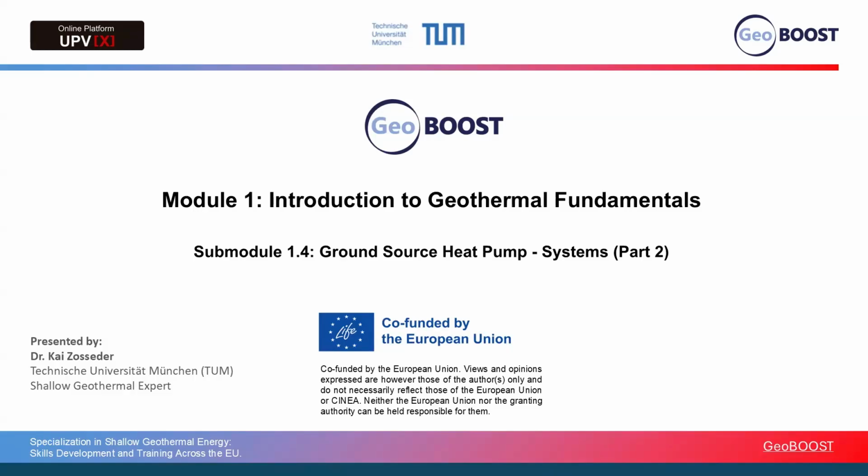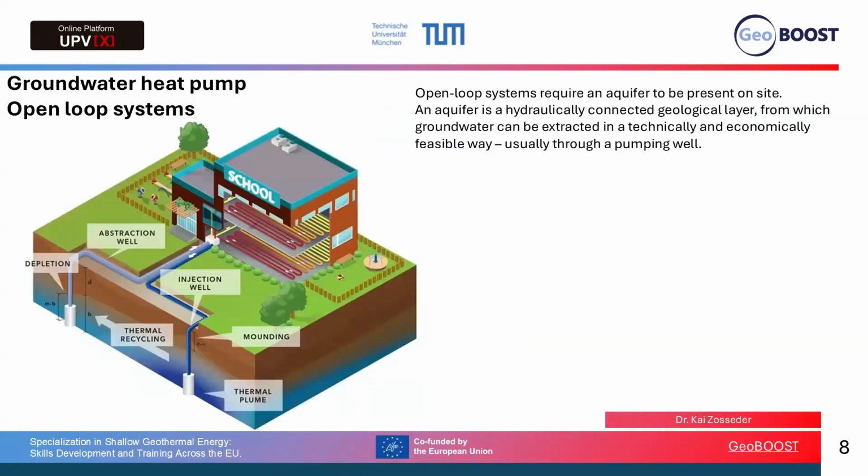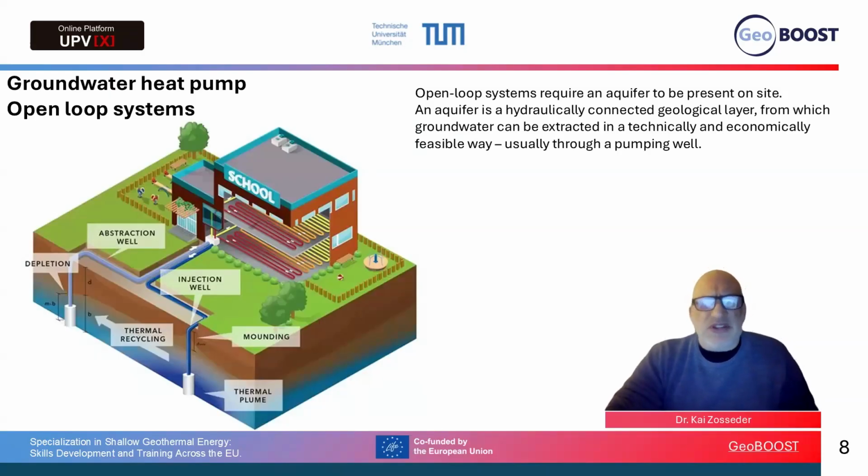Now the second part of the ground source heat pump systems in Submodule 1.4. I want to tell you now a little bit about groundwater heat pumps and open loop systems. Open loop systems are normally based on two wells. So we have one abstraction well and one injection well. We abstract water here, lead it to the heat pump, and then inject it back.